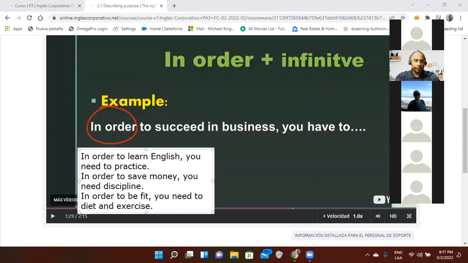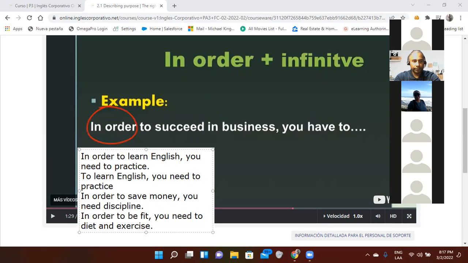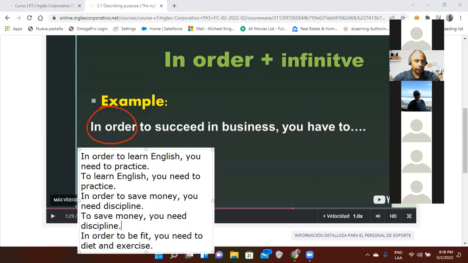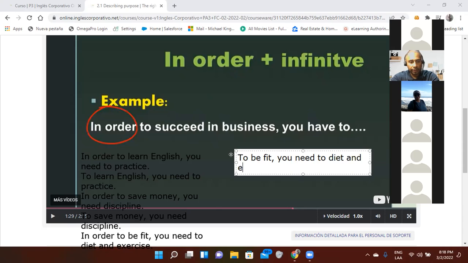You can say, for example, in order to learn English, you need to practice. Or you can say, to learn English, you need to practice. Or you can say, in order to save money, you need discipline. To save money, you need discipline. Or to be fit, you need to diet and exercise.